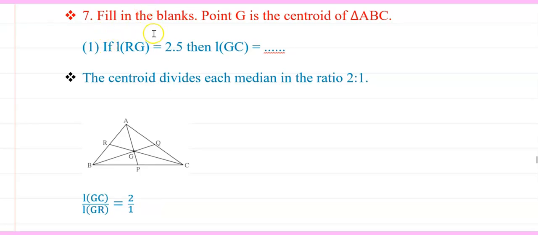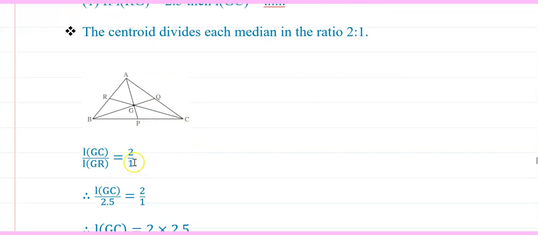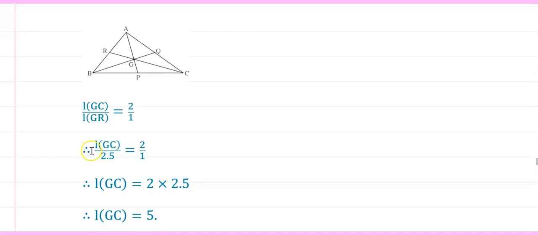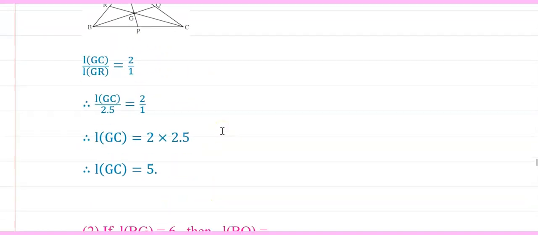Now the question number 7, fill in the blanks. Point G is the centroid of the triangle ABC and GR is 2.5. Find the length GC. As this is 2.5 and this will be 2 times that, which is 5. But we know by using the formula that GC upon GR is equal to 2 upon 1. Substitute the value of GR, that is 2.5. Length of GC upon 2.5 is equal to 2 upon 1. Make the cross multiplication, then you will get length of GC is equal to 2 into 2.5. Therefore, the length GC is equal to 5.